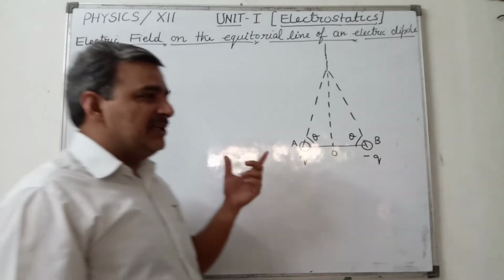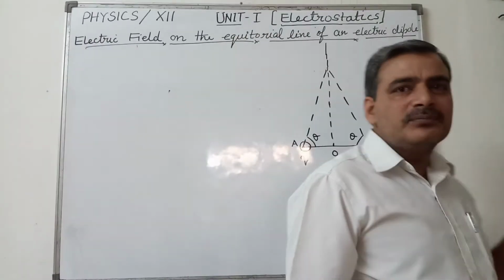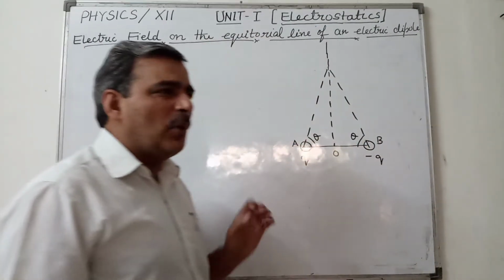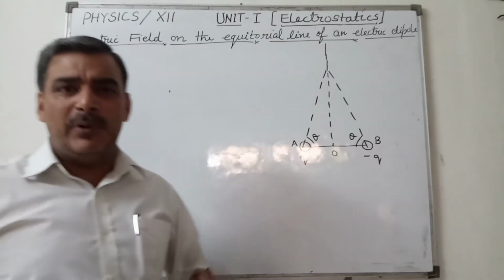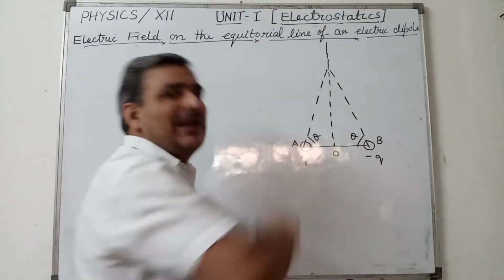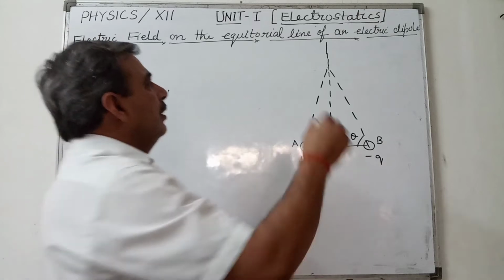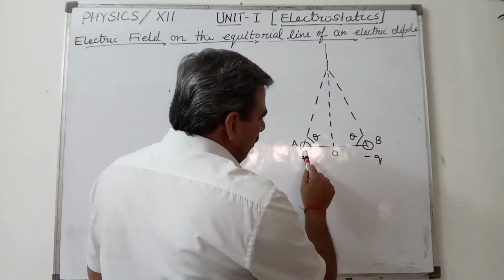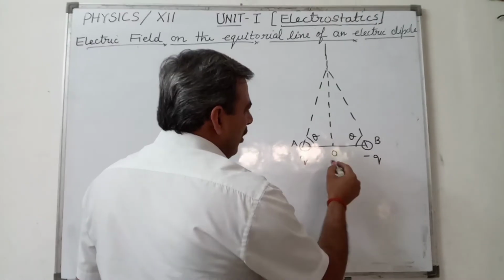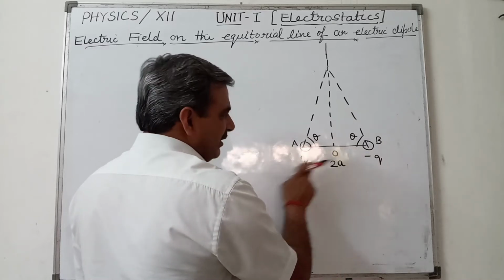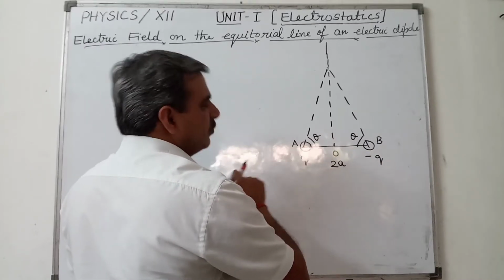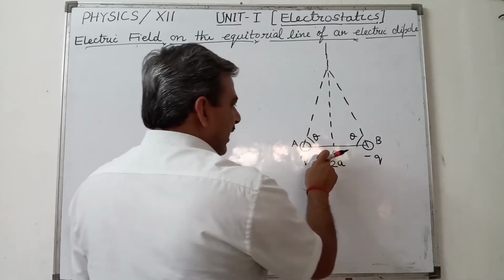My dear, first thing is, what is this equatorial line? Equatorial line is simply any point lying on the perpendicular bisector. The perpendicular bisector we call the equatorial line. So, if you consider an electric dipole AB of length 2a, having charges q and minus q, and O as the center.